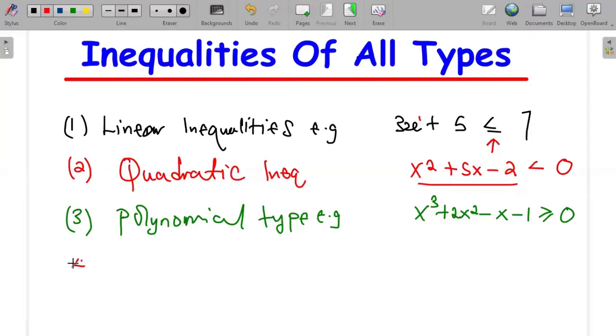And then the fourth one is what we call the rational inequality, or the word that is most familiar to you guys, the fraction inequality.